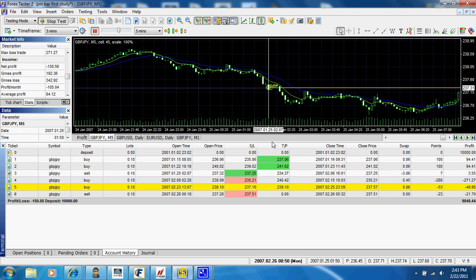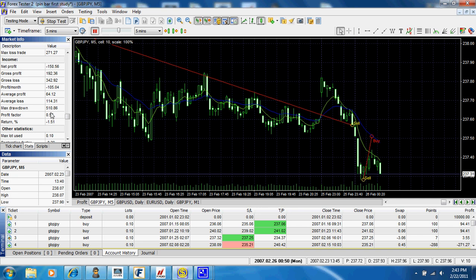Also, you can see on here, on this market info, we can see the total amount of trades. We had 3 profitable trades. We had 3 trades that were losses. So that's a 50-50. Yeah, there we go. Profitability is 50% and loss 50%. Let's see here. You have your drawdown, profit factor, your average profit, gross profit, net profit, and whatnot.